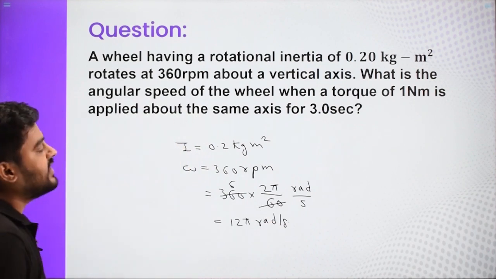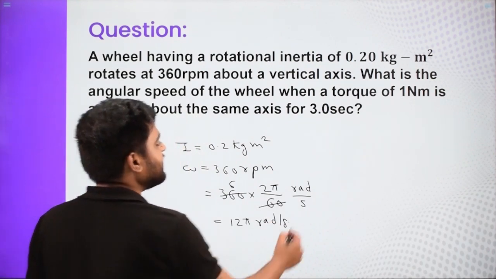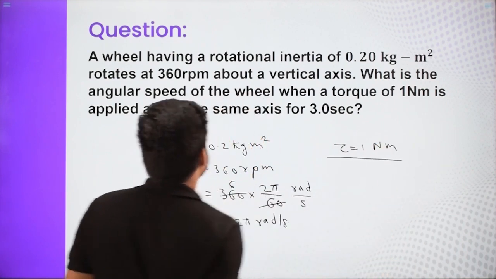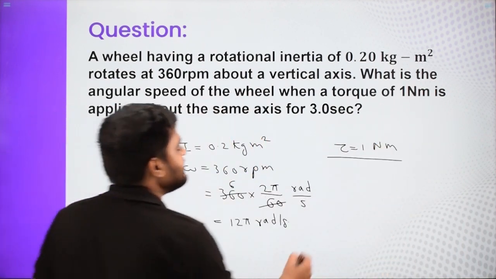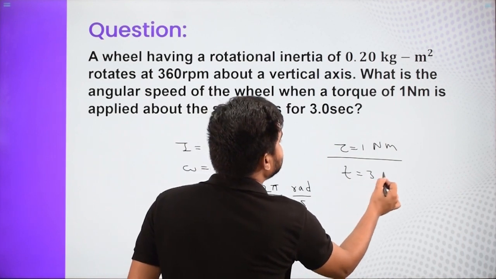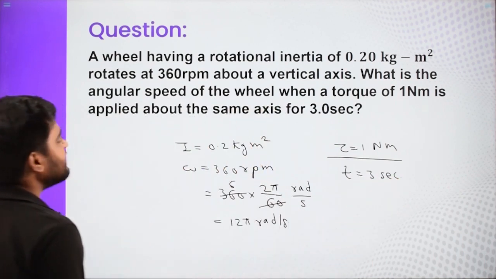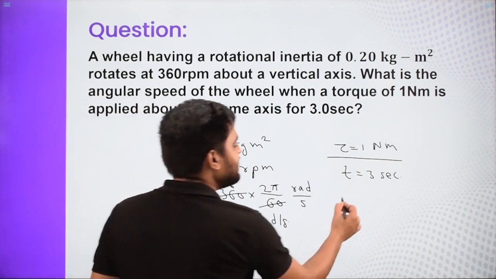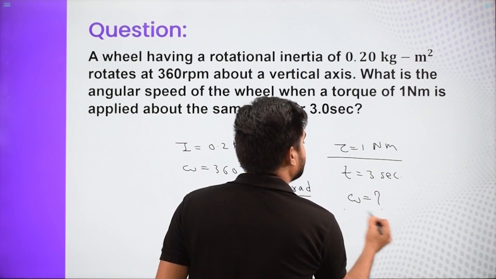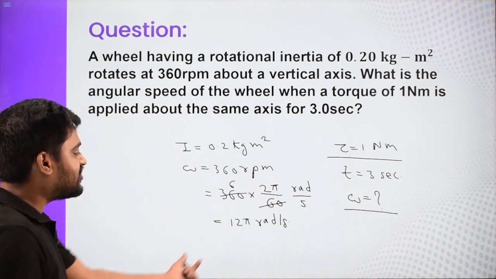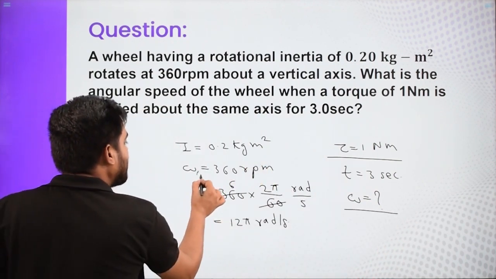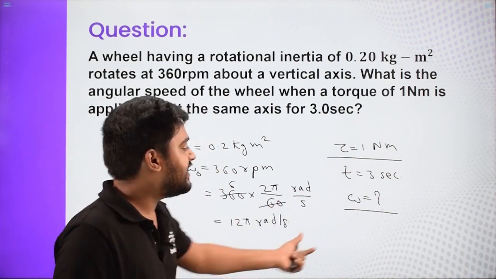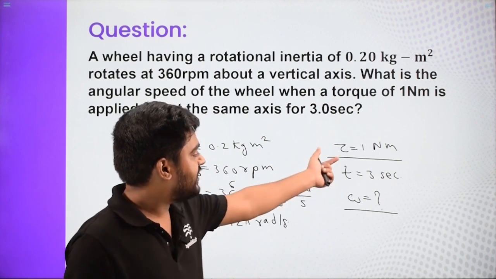Next given thing is the torque. Torque is 1 Newton meter, which is already SI unit. Then it is applied for 3 seconds, so time is given as 3 seconds. And they are asking what will be the angular speed of the wheel. So final omega is asked. Initial omega is already given, so I am making it omega naught. I need to get omega, and I have torque and time.